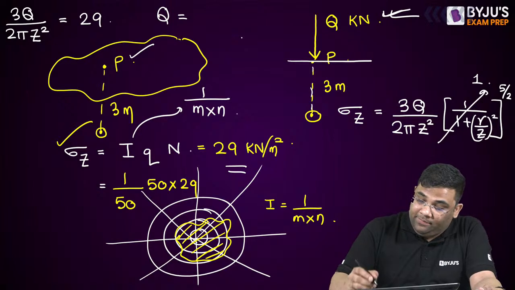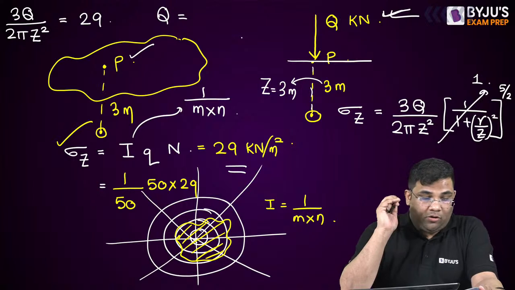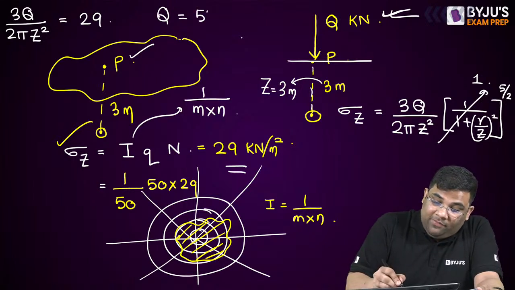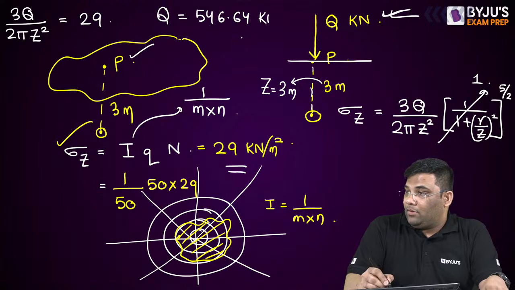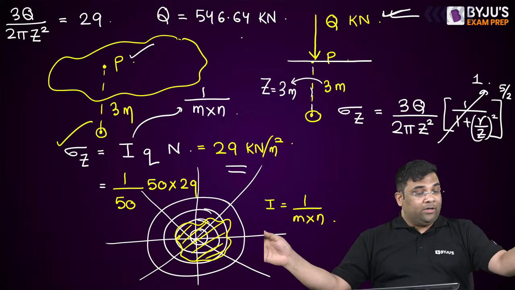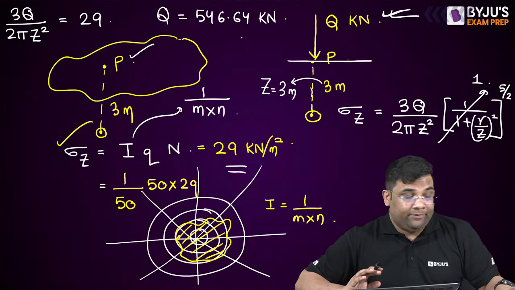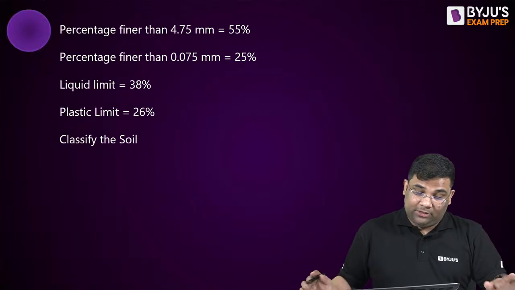Hey, Z is 3 meter. What are you thinking? Okay, Santu found out finally. 546.64 kilonewton I am getting. Okay, understood, everyone? Those who understood, very good. Those who didn't understand, see the video again. This question number 9 is from vertical stress distribution. Let us go to the next question.